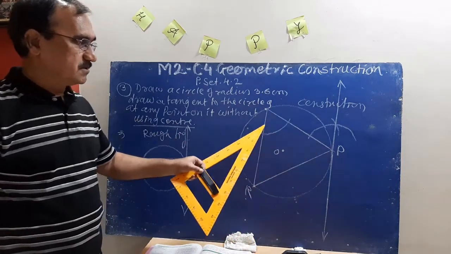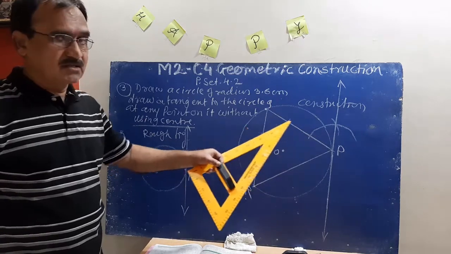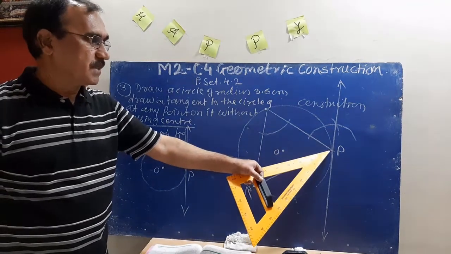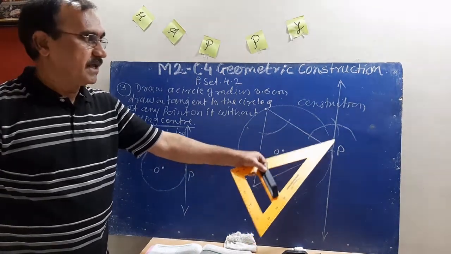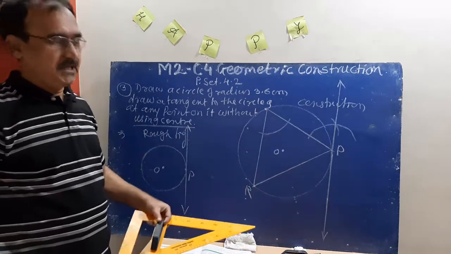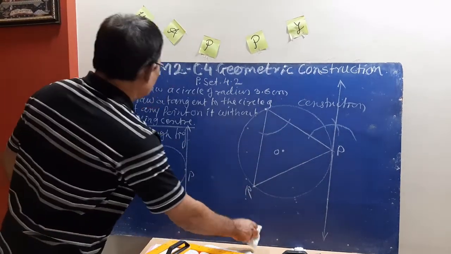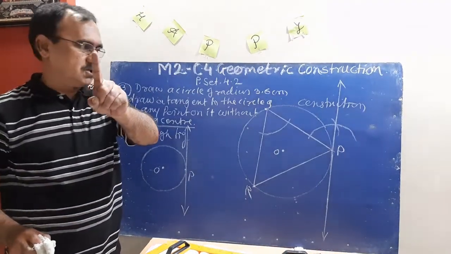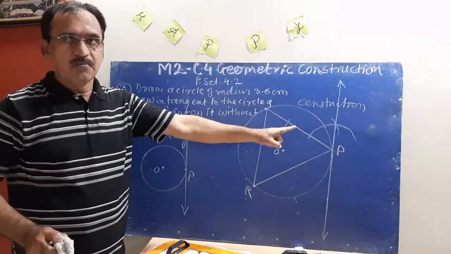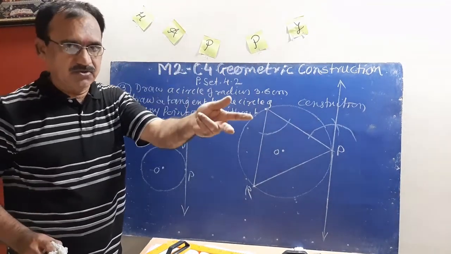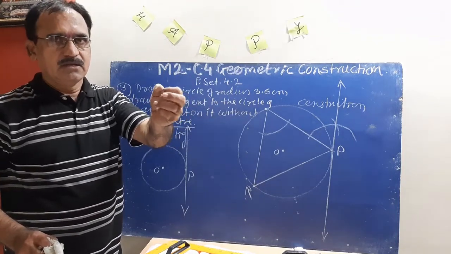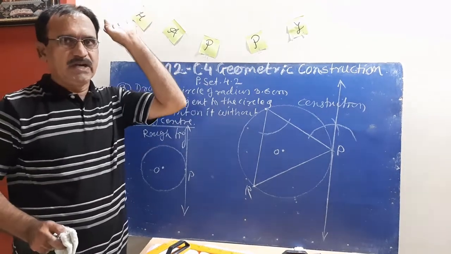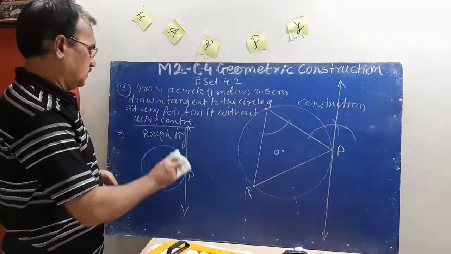For that purpose, one basic construction is to draw a congruent angle, and then you can draw the tangent passing through point P without using center. Okay? Then, if a point is given on the circumference, there are 2 methods, using center and without using center. If the method is not mentioned in the question paper, then you can use any one method which is convenient and easy to you. Okay?